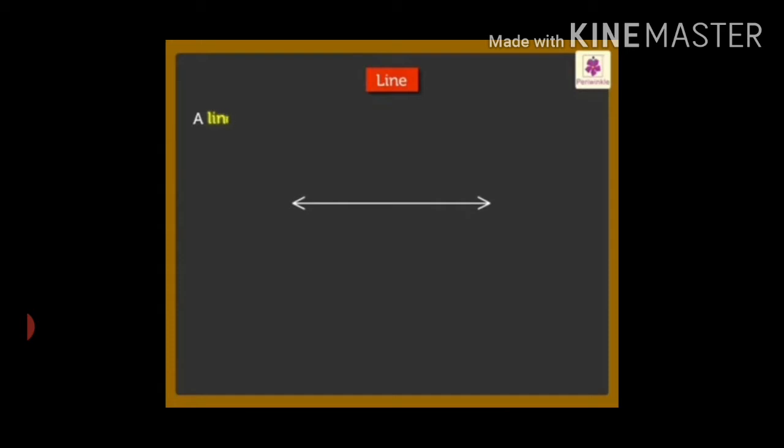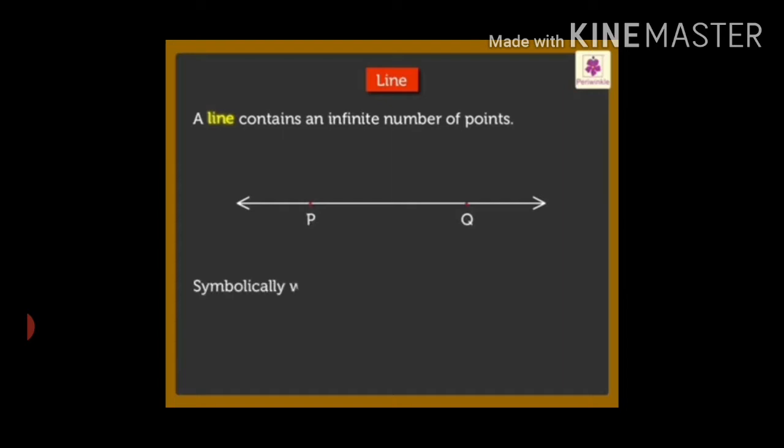Line. A line contains an infinite number of points. The arrows at the ends of a given line indicate that it has no beginning or end. That is, a line extends in both directions. Look at this line. We represent it with letters and the symbol of the line above them like this. We read it as line PQ or line QP.